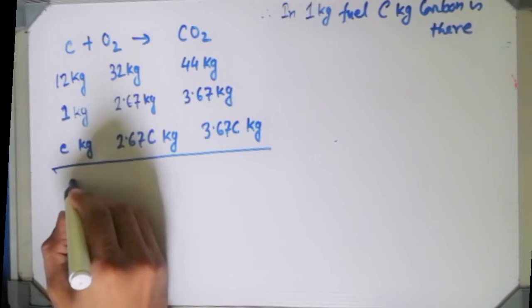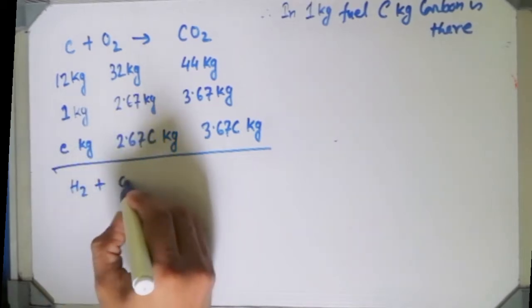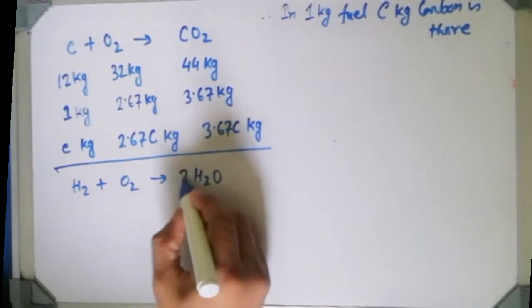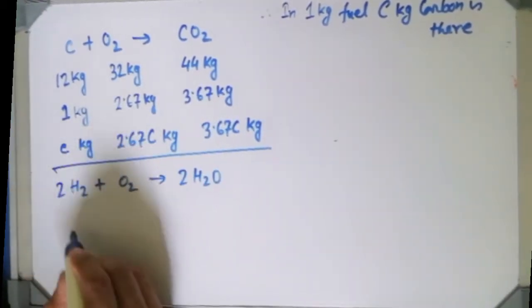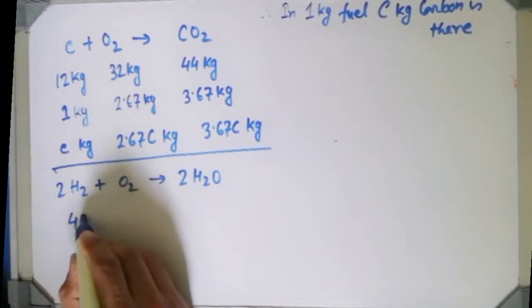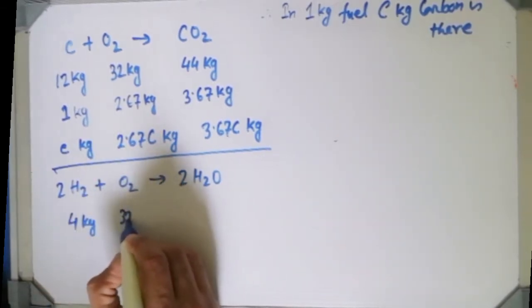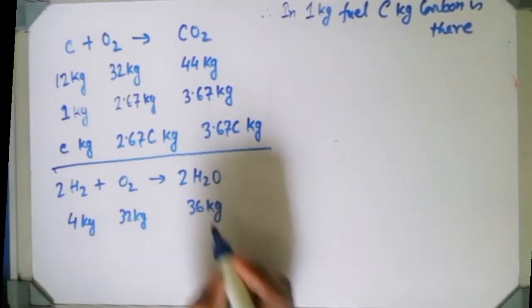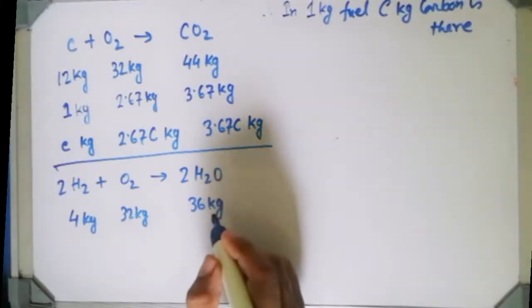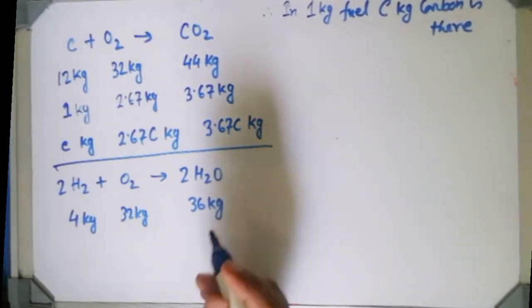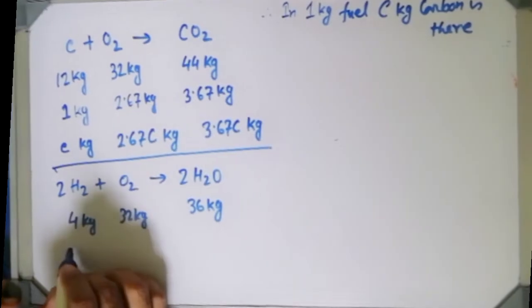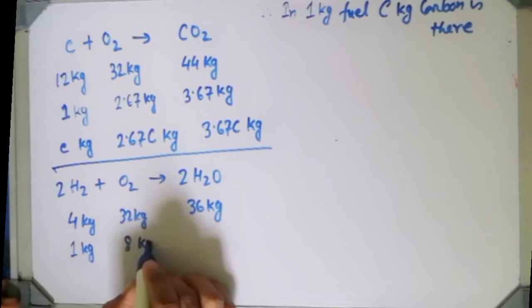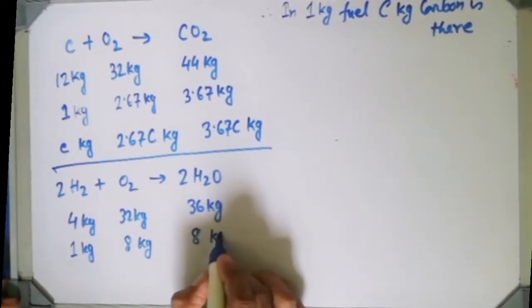Then go with the hydrogen reaction. It is also oxidized in that combustion chamber. After balancing, it looks like this: hydrogen 4 kg along with oxygen 32 kg, and 36 kg of water will be produced. Obviously, the moisture is produced in gaseous form. Similarly for 1 kg of hydrogen, it will be 8 kg of oxygen and 9 kg of water.